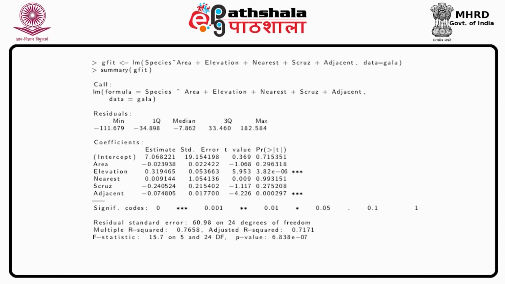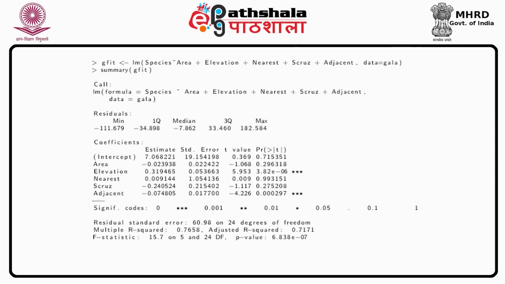Under call, you will find the formula that R has used to fit the statistical model to the data. And then we have the 5 summary measures for the residuals in terms of the minimum, the maximum and the 3 quartiles, the first, the second and the third, where the second happens to be the median of the set of residuals that we get after fitting the regression model.